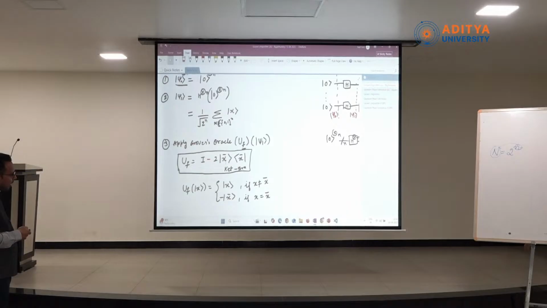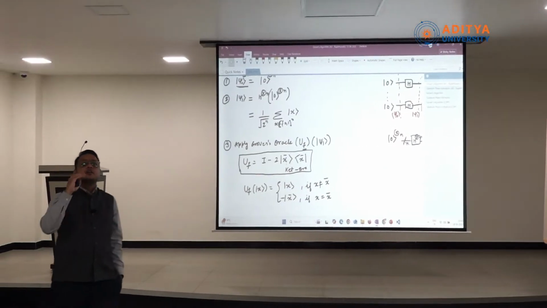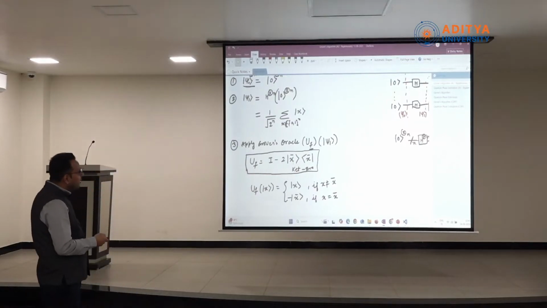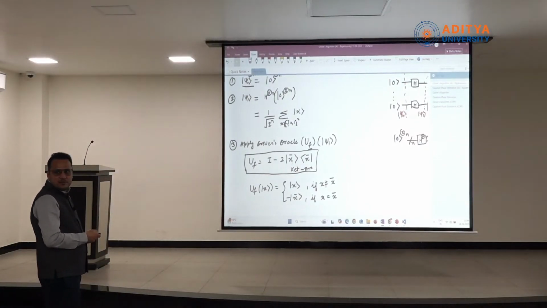From I, we are subtracting twice of this. What is this about? This is the solution state. X bar was the solution state, what we are interested in searching for. So what we are doing here is creating an outer product. This is the ket-bra. Yes or no? We are creating an outer product.